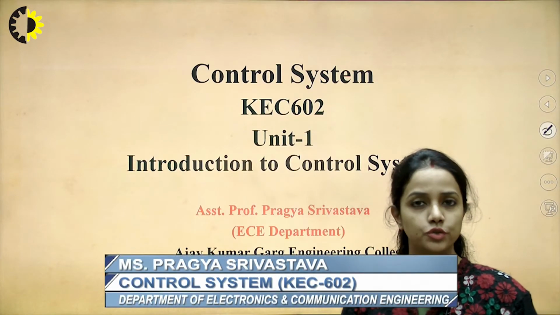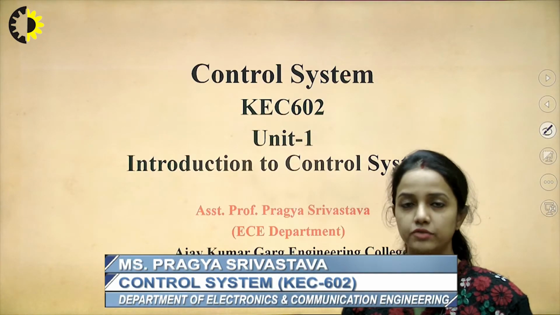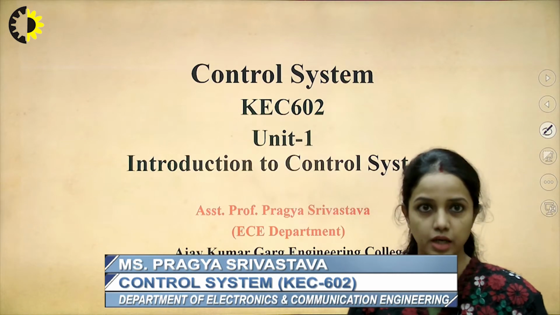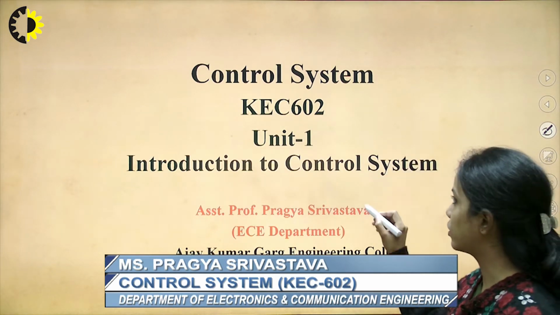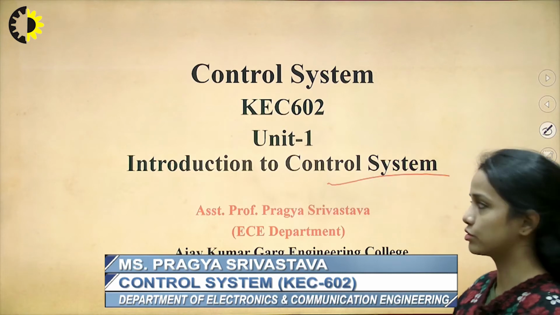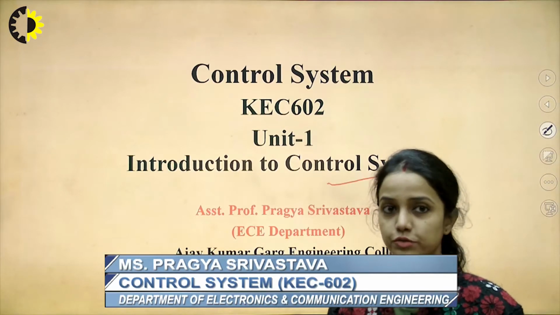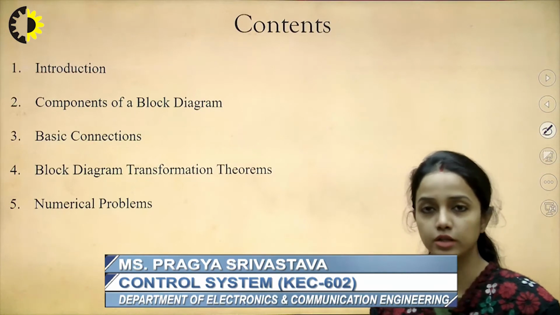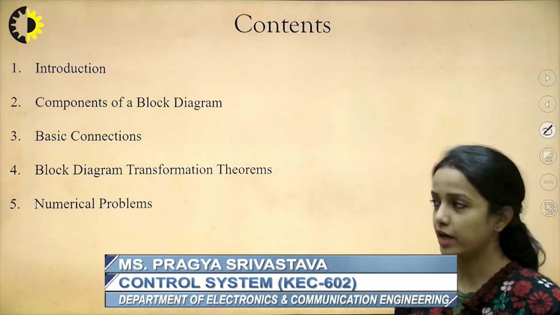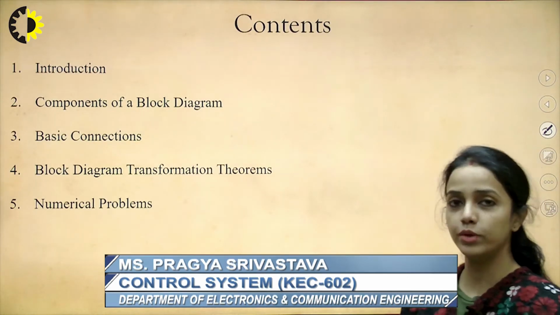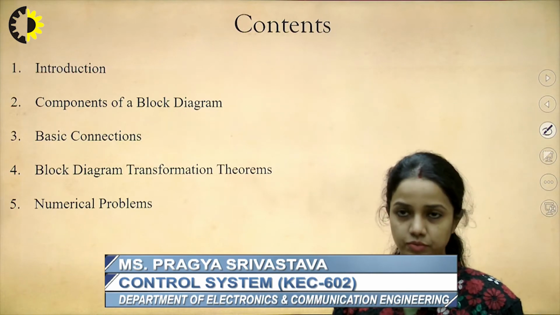The course code is KEC 602 and we are discussing its unit 1. Previously in my lecture we have already studied introduction to control system. We have already studied the relevance of presence of feedback on a control system. Also we have discussed the concepts of open loop and closed loop control system.